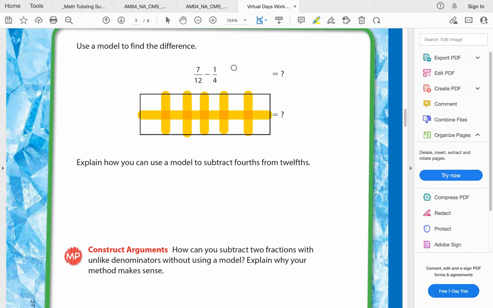And then in order to remove 1/4 of them, we need to ask ourselves, 1/4 is equivalent to how many 12ths? You can use your fraction strips to do this. You can also ask yourself what number we can multiply times 4 to get 12. If we multiply 4 times 3, we'll get 12 for our denominator, so that will be good.